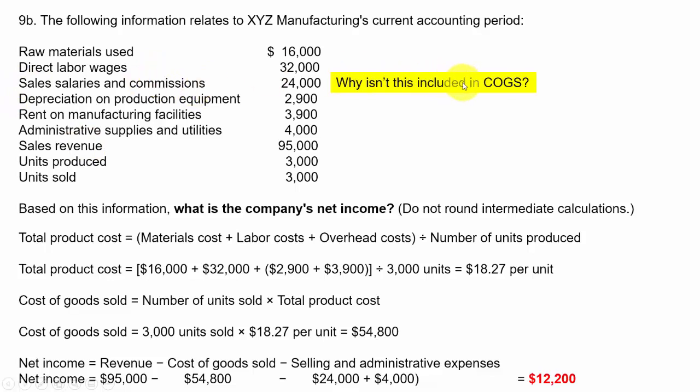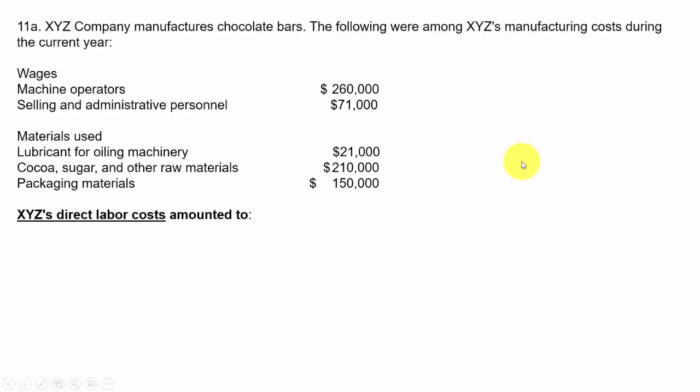Now, again, why weren't sales, salaries, and commissions included in the cost of goods sold? It's because it wasn't going on inside the factory. Same thing with administrative supplies and utilities. It's not going on inside the factory, so therefore it's not part of cost of goods sold. Next question.